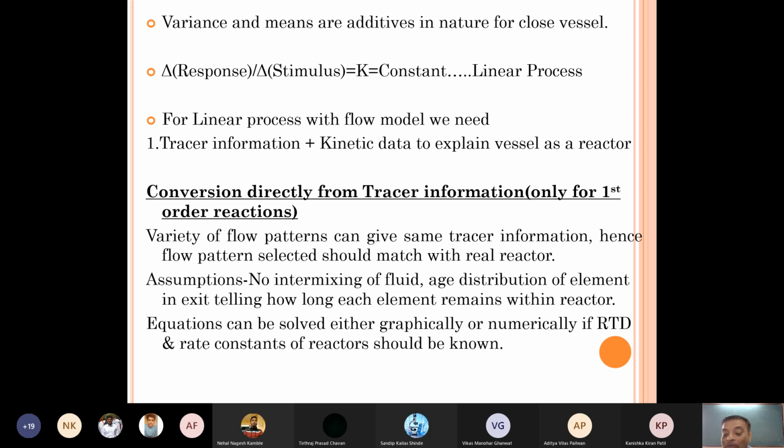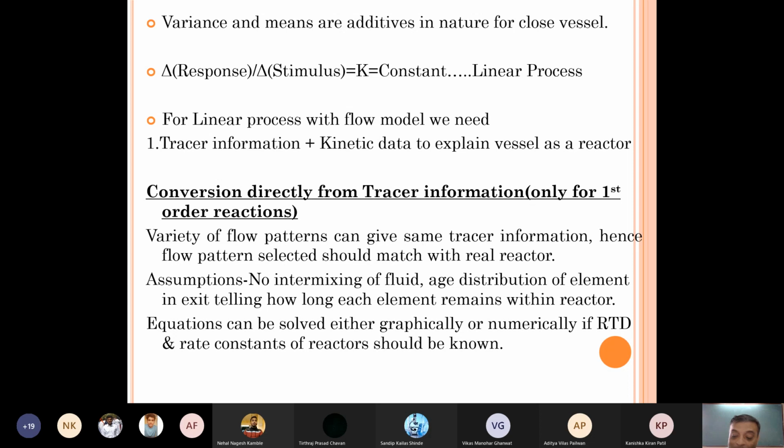Similarly for means. Suppose we have 3 reactors. Mean residence time, MRT, we discussed in the last lecture. The mean residence time for the first reactor is 5, for the second reactor is 10, and for the third reactor is 5. So we can add the mean residence times simply: 5 plus 10 plus 5, so 20 is the total mean residence time for the whole system. So variance and means are additive in nature for a closed vessel.